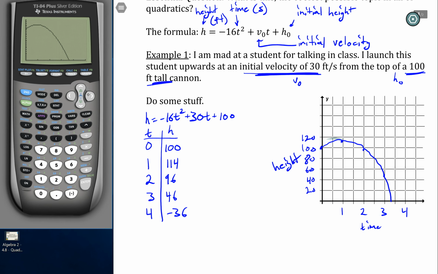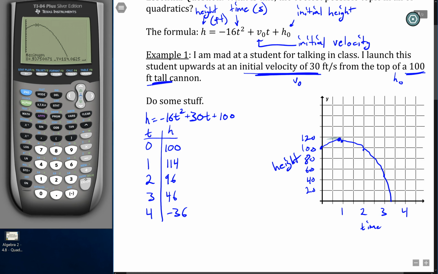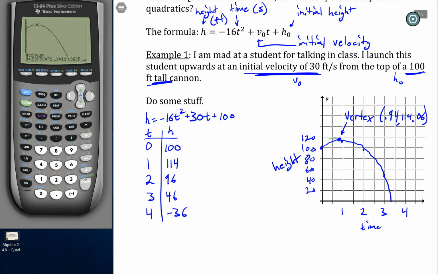Then we can go to the, I cleared it, darn it. Okay, let's try that again. Maximum, left bound, that looks good. Right bound, let's go to the right of where I think the vertex is, maybe there. And then my guess, I need to be right on where the vertex is. Let's go there. All right, so it looks like the maximum value here, my vertex is at 0.94, let's say, 114.06.